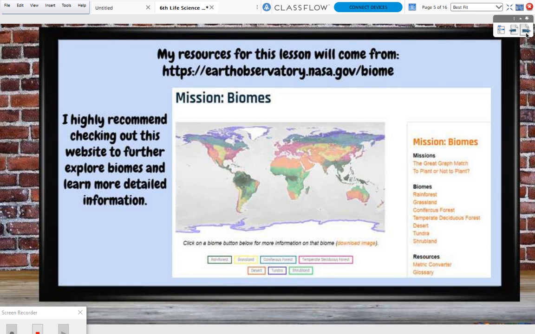So I wanted to take you back to the NASA website. As I was doing some research on biomes, I found this resource that I thought was really great, and it's on the nasa.gov website, and it's called Mission Biomes. And this would be a great opportunity for you to do some extra exploration of the biomes to further enrich your learning and understanding. So I would suggest going back and visiting this website, especially if you have any more questions or if you're just curious about different types of biomes.